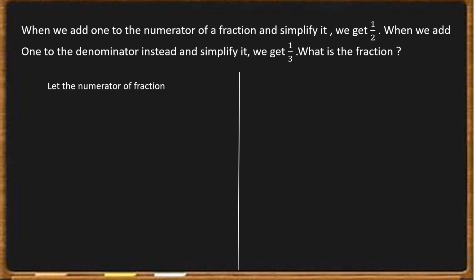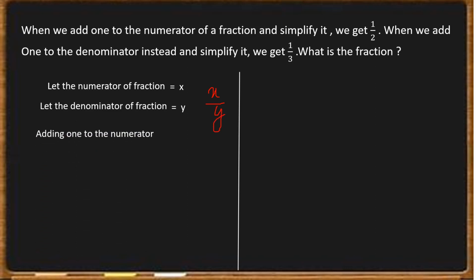So we are taking the numerator of the fraction as x and the denominator of the fraction as y. Then what will be the fraction? It will be x by y, isn't it? Now, it is given that we add 1 to the numerator of a fraction. So adding 1 to the numerator gives x plus 1. Then the fraction becomes x plus 1 by y, isn't it? And on simplification we get 1 by 2. All these are given in the question.